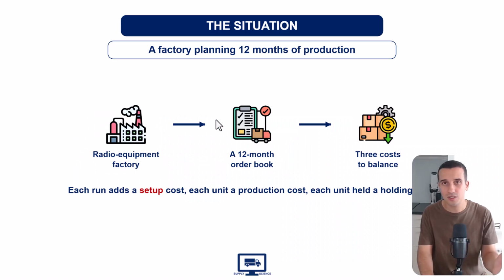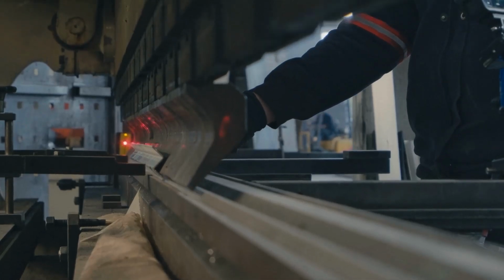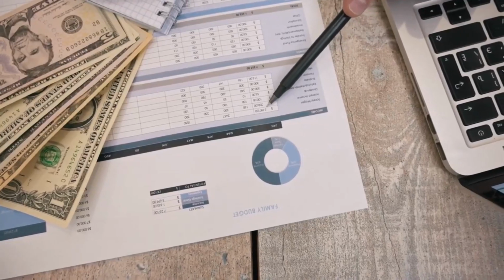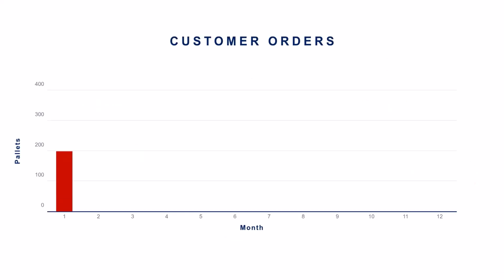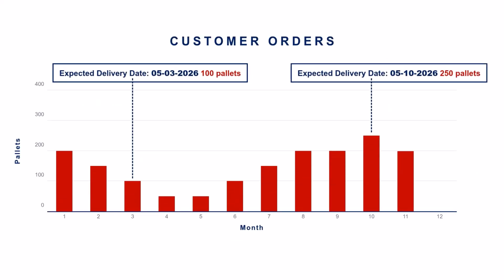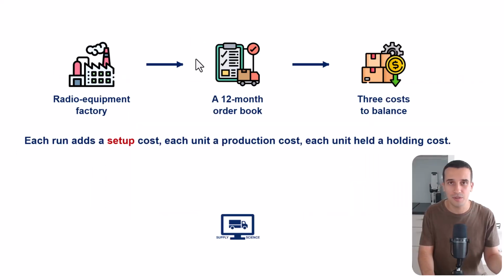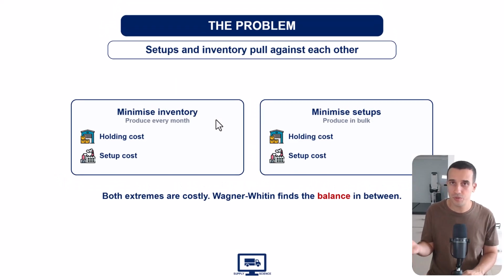So let's imagine that you are working in a large manufacturing plant that produces radio equipment. Your company receives orders from customers with a time scope of 12 months. So for each of the next 12 months, you know exactly the quantity that you need to deliver to the customer. As a production planner, your role is to find the optimal schedule to find the balance between inventory and production setup. When you are producing your goods, you have 3 different types of costs.